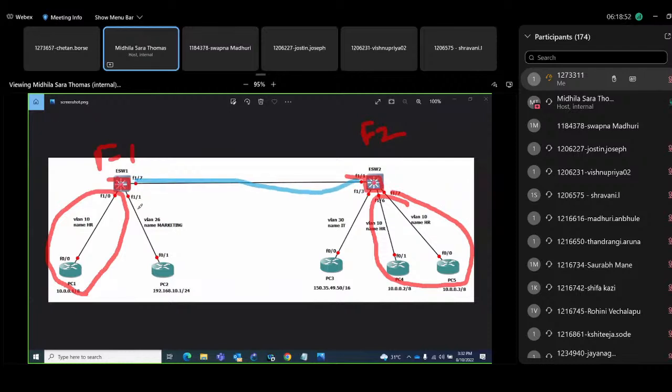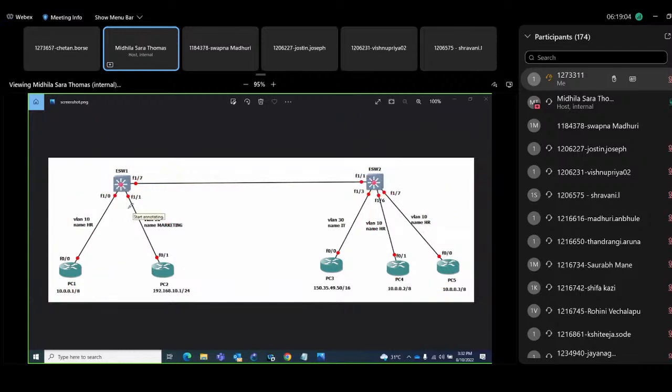Tell me, is it okay if the HR department's machines can be accessed by marketing? No. It is not okay. HR has its own secrets. But the problem is this is in floor one and connected to this switch, and this is in floor two, connected to this switch.